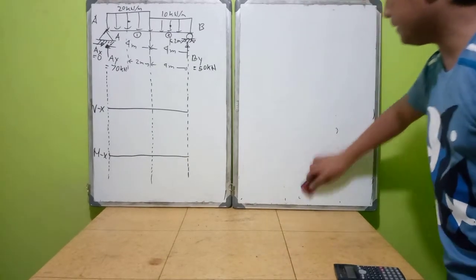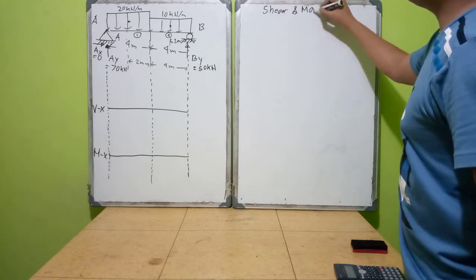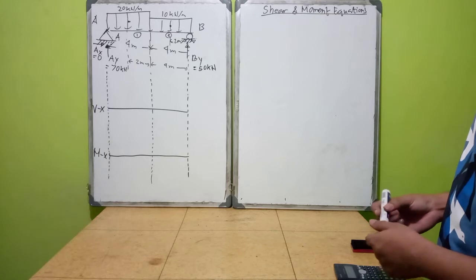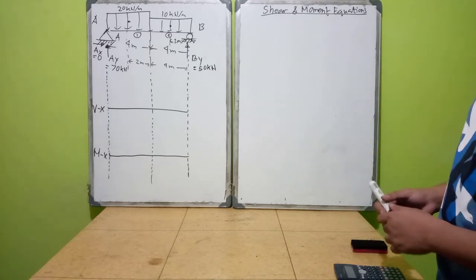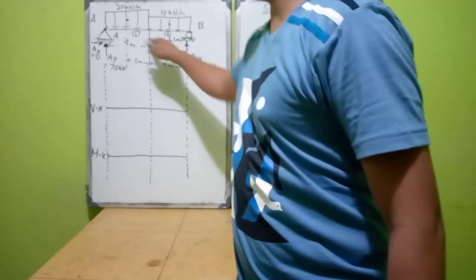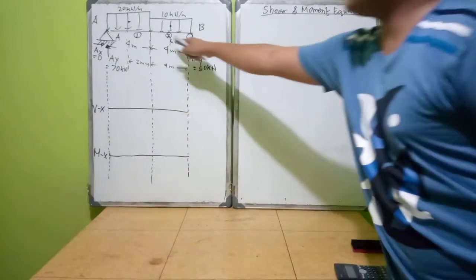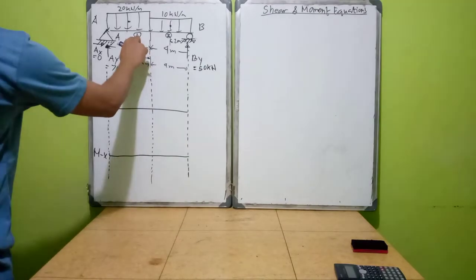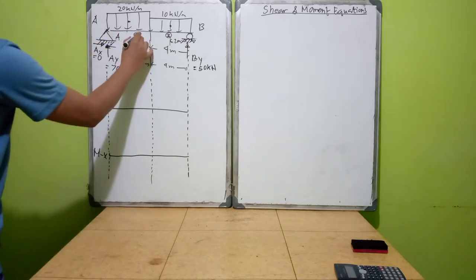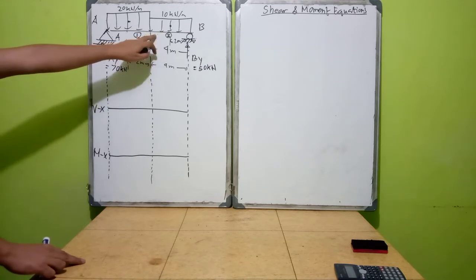Okay, so this time we'll try to compute using shear and moment equations. First, we divide it into two sections. So here, this is section one, and section two. Since there are actually two places in which there is a change in your loading, we have two sections. Section 1, in which there is a 20 kilonewton per meter load from the left support, and then section 2, where your 10 kilonewton per meter distributed load is acting.